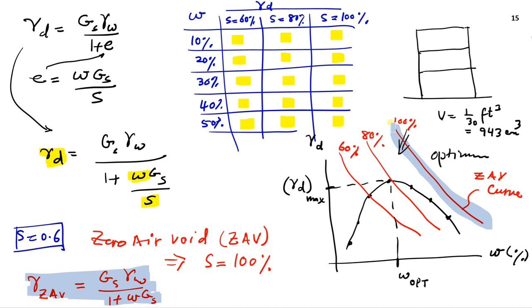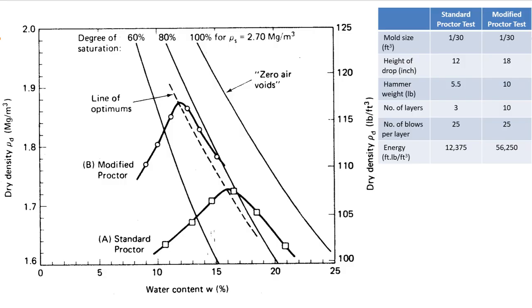So nothing is going to plot beyond this, because if you go beyond this, the saturation is going to be more than 100%, which is not possible. Saturation can only be 100%. Okay, so let's now discuss the effect of energy on the compaction.